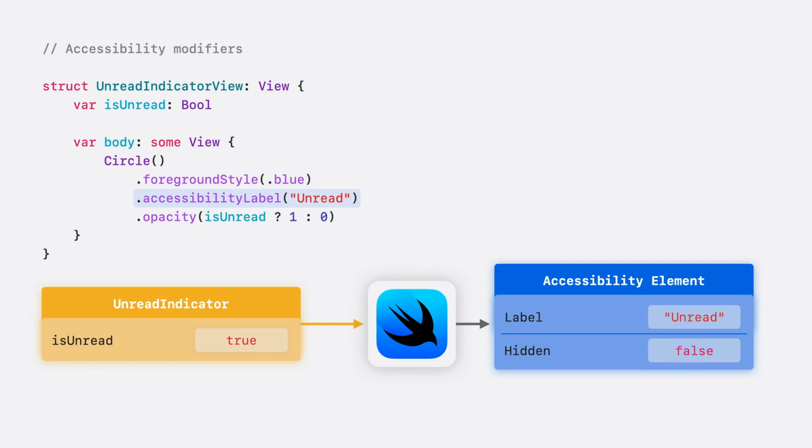SwiftUI helps when the comment becomes read. When a comment is read, the indicator's opacity becomes 0 and is visually hidden. SwiftUI will also automatically hide the element from accessibility technologies.